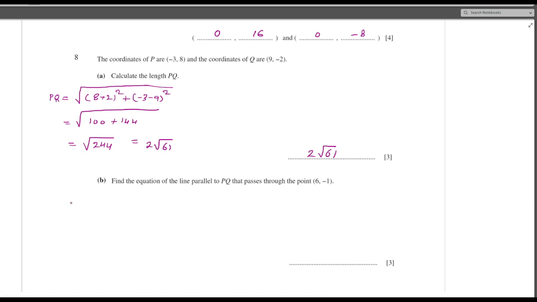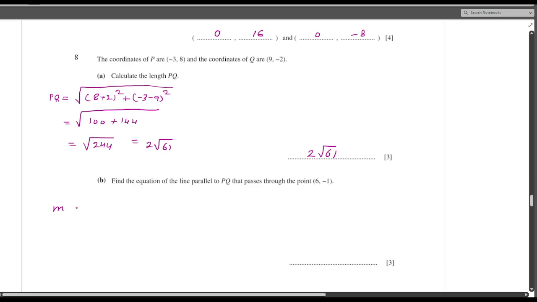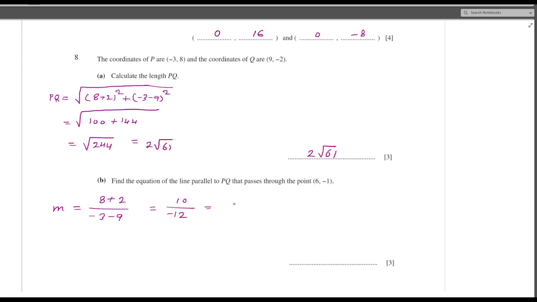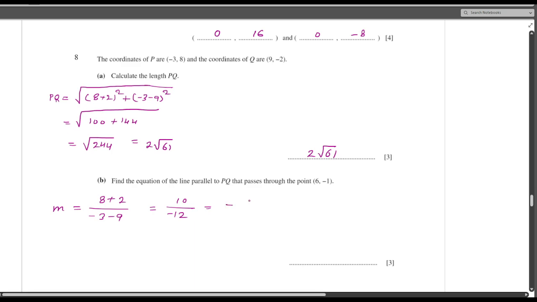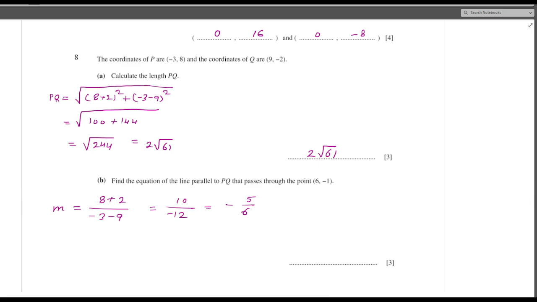So let us first find gradient of PQ. Okay, gradient of PQ, m is equal to y2 minus y1, so here I can say that 8 plus 2 divided by minus 3 minus 9, y2 minus y1 upon x2 minus x1. This is 10 divided by minus 12. Okay, you can take y2 minus y1 upon x2 minus x1 or y1 minus y2 upon x1 minus x2. Both will give you the same result. It is minus 5 divided by 6. Okay, so this is gradient of PQ. So any line which is parallel to PQ will also have the same gradient. Okay, parallel lines have the same gradient.